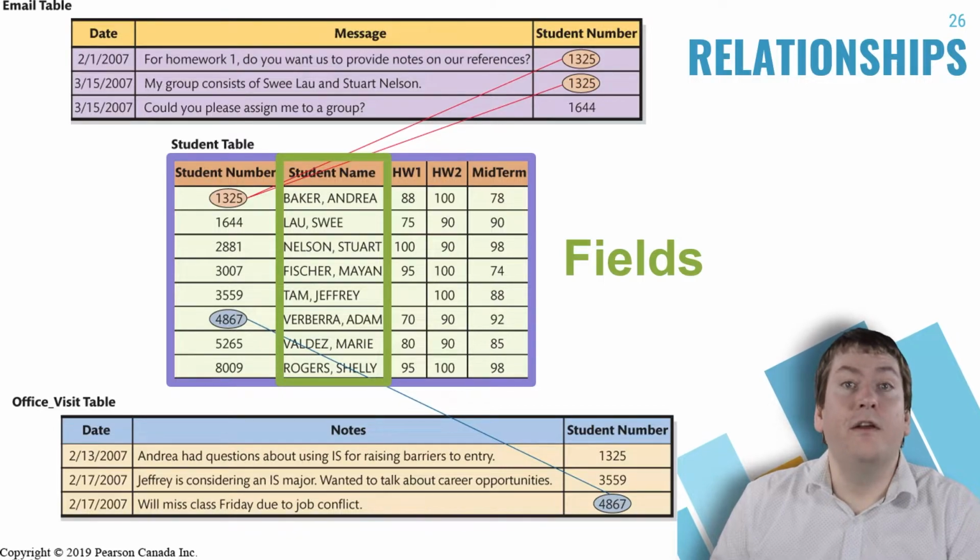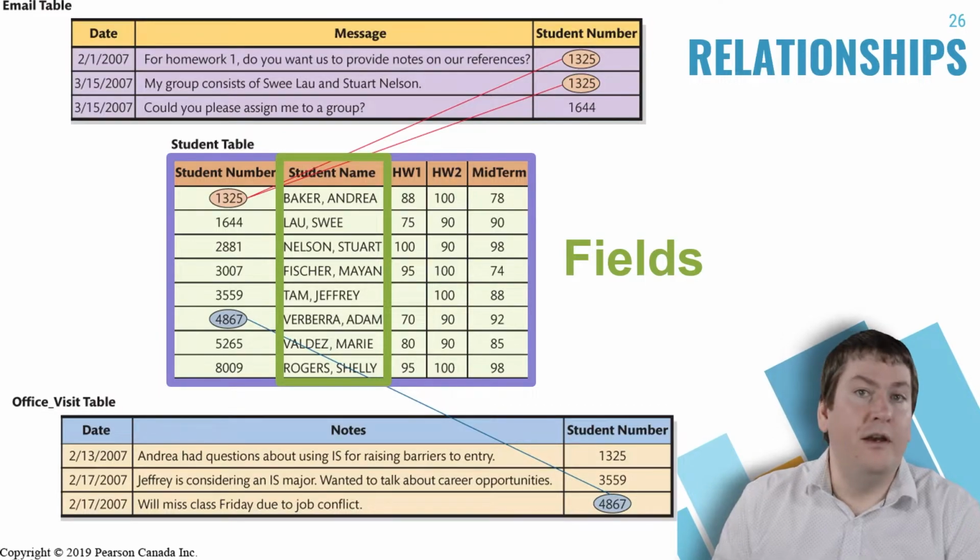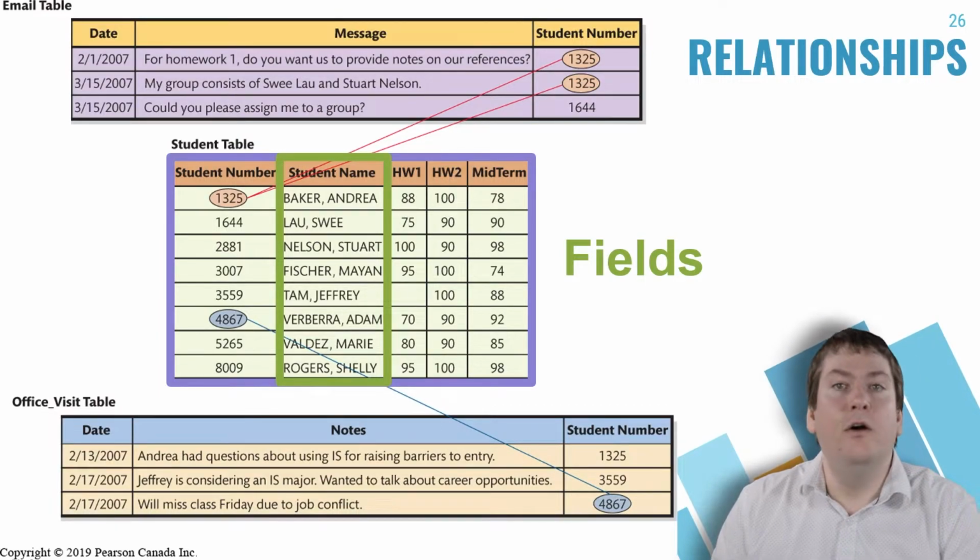Recall that the fields are the columns of the table. They describe a single attribute of a record. For example, the currently highlighted field is the students' names. However, we also have fields for student number, homework 1 grade, homework 2 grade, and the midterm grade.